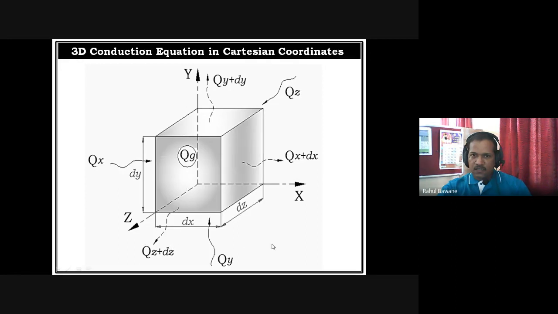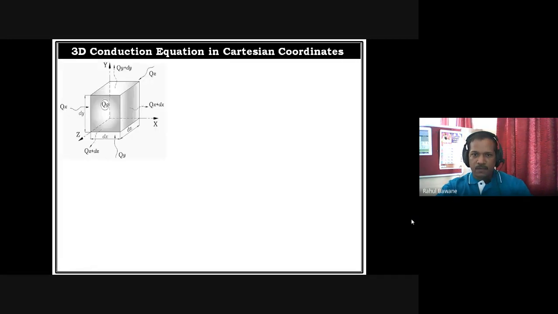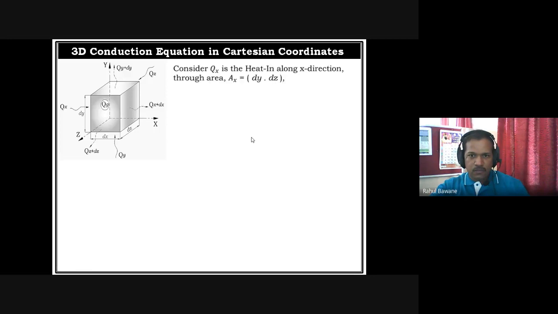Now we have to derive the three-dimensional heat conduction equation in this Cartesian coordinate system. So let's start how to derive that. This is our schematic, and one by one we will consider all the directions. First of all we consider the x direction only, where Qx amount of heat is entering, and the cross-sectional area is dy into dz.